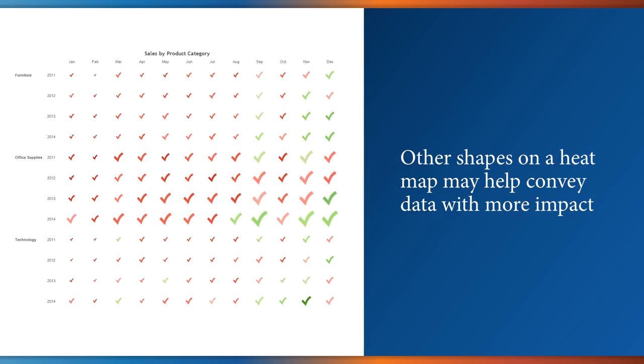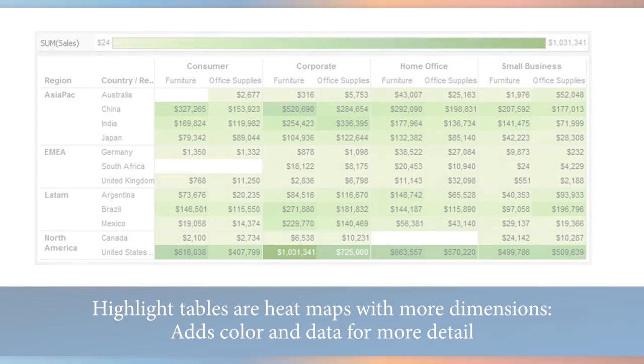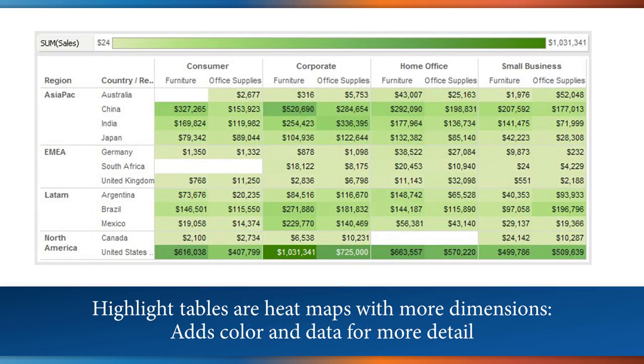When using a heat map, there are times when other types of marks help convey your data in a more impactful way. Next, let's look at guidelines regarding highlight tables. Highlight tables take heat maps one step further. In addition to showing how data intersects by using color, highlight tables add a number on top to provide additional detail.